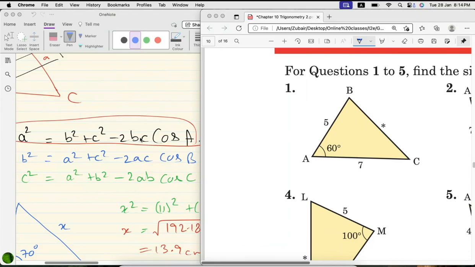So it's 6.244. Correct. 6.244. For now, we just stay till 1 decimal place, 6.2. We are doing cosine rule today.